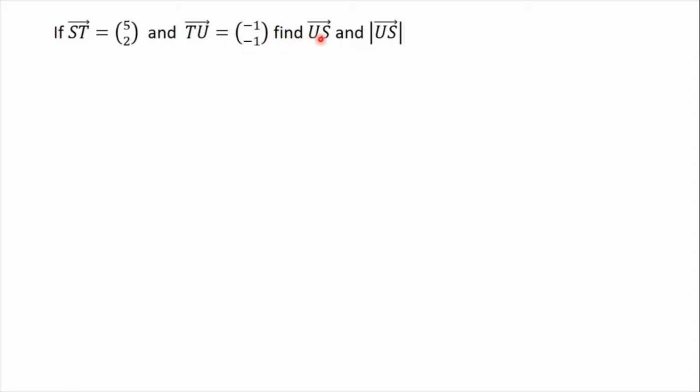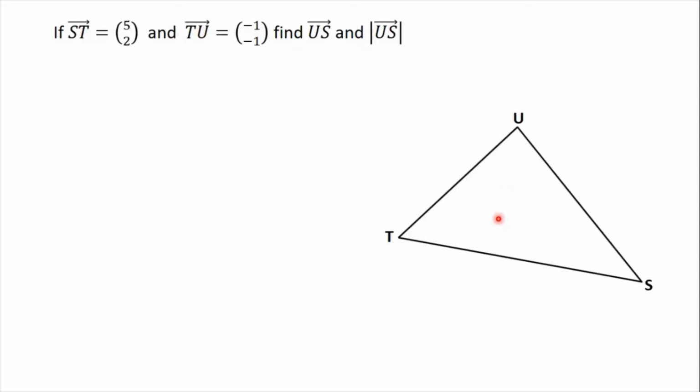Find vector US and the magnitude of vector US. So the 3 points in this question are S, T, and U. I'm going to use these 3 points to draw a diagram, or the triangle, sorry. So I'll use these 3 points, S, T, and U, to draw the triangle.